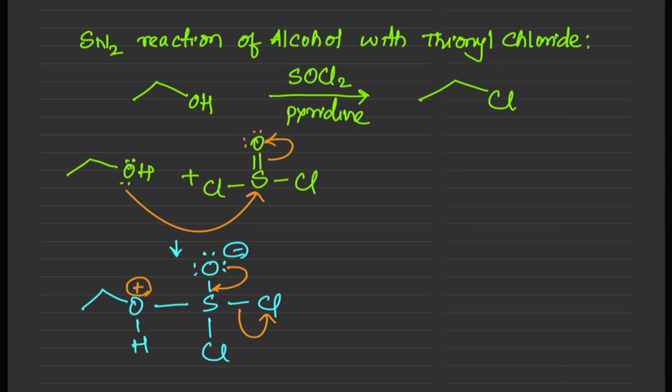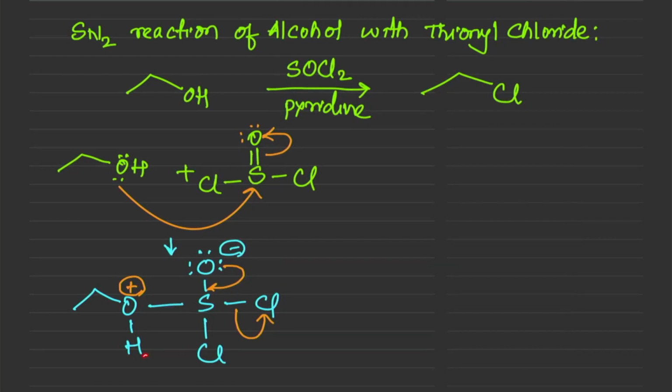Another thing I forgot to mention here is that the oxygen should have a positive charge, because oxygen now has 3 bonds. Here's a shortcut: every time oxygen has 3 bonds, it should have a positive charge. Every time oxygen has 2 bonds, like here, it should be neutral. Every time oxygen has 1 bond, like here, it should have a negative charge. So again, 1 bond negative, 2 bonds neutral, 3 bonds positive. That's an easy shortcut.